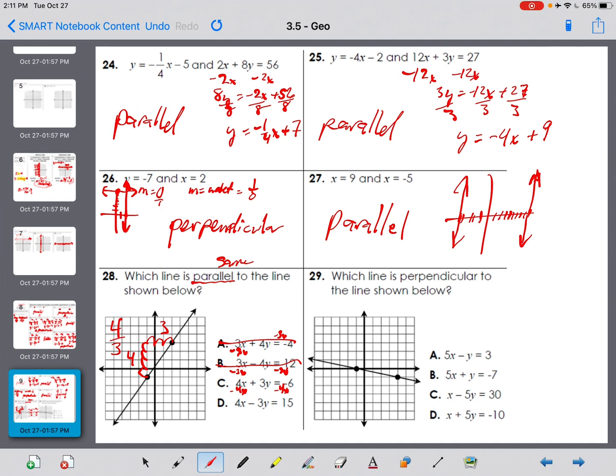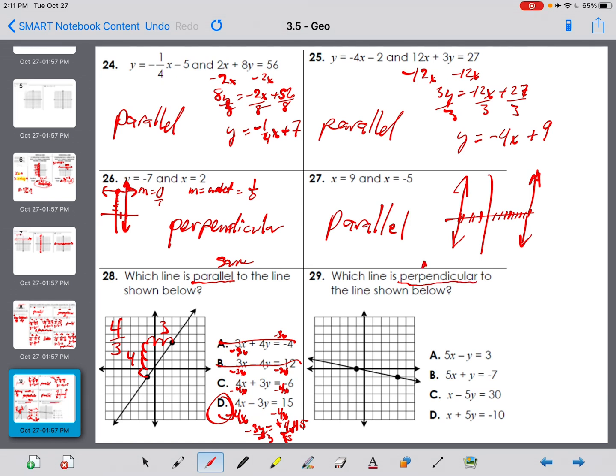If I move 4x, it's a negative 4x. I need parallel to be same. If I divide that by a positive 3, I'm going to get negative 4/3. That's not the same. But if I do negative 4x, I do negative 3y equals negative 4x plus 15, divide by negative 3, negative and negative makes positive 4/3. So I'm going to go with D.